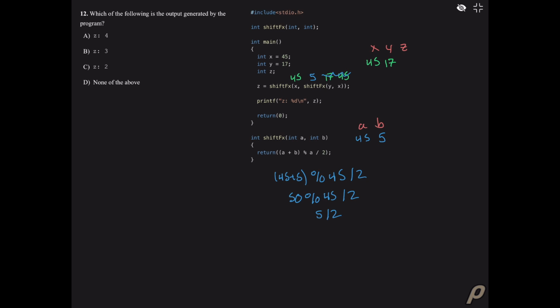And we know from before that this is integer division. So 5 divided by 2 is going to give you 2.5, but you round that down to get 2, since this is an integer right here. So then we pass that back up into the function, and we get z is a value of 2. Then we move on down to our print function, and we see that we're printing z, and we know z is 2. So that's our answer, is C. Z equals 2. So next question.